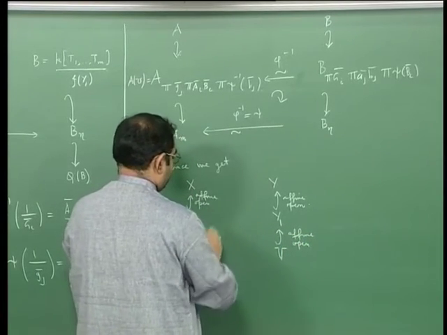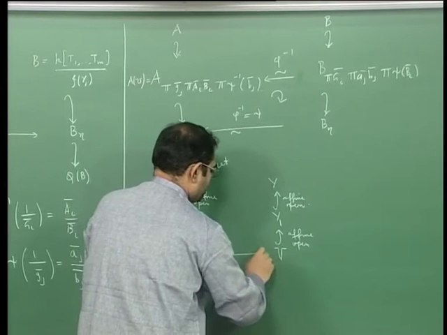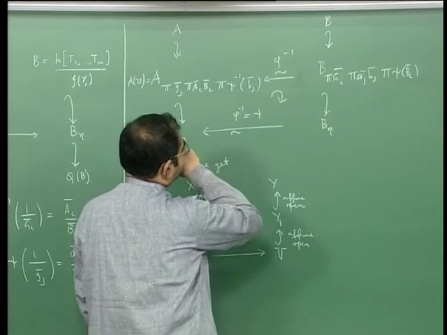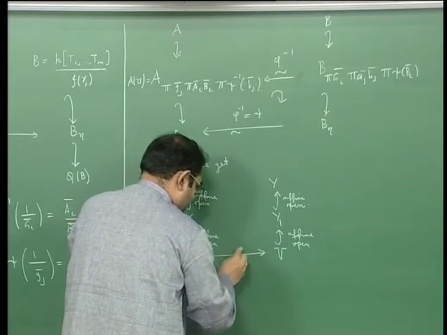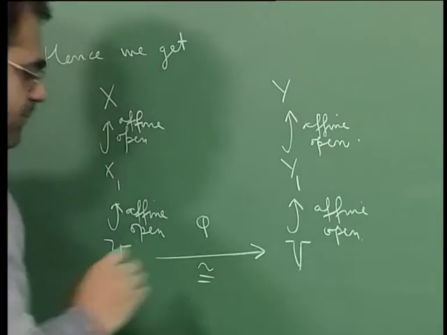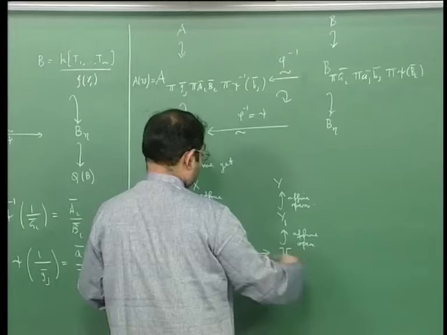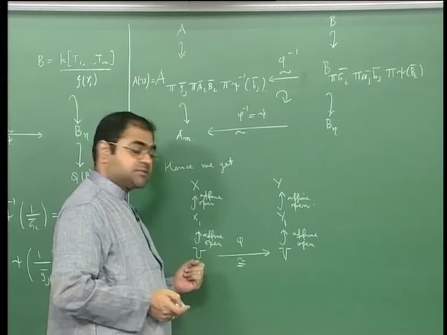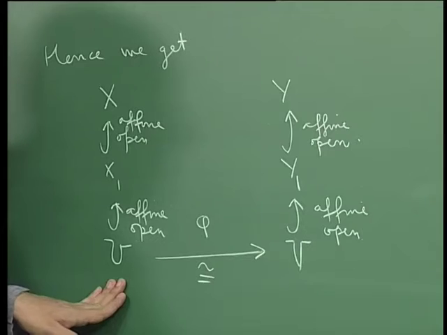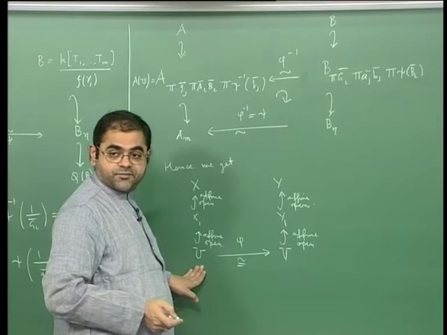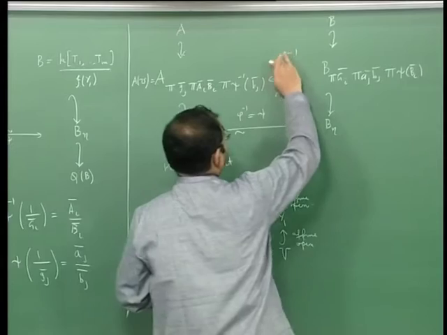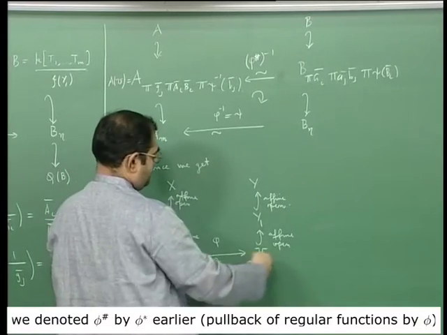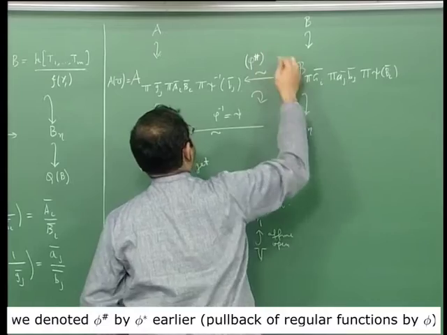And what you will get is a morphism. So notation-wise, I'll get an isomorphism phi, such that if you take the isomorphism that is induced by pullback of regular functions, because an isomorphism between affine varieties corresponds to an isomorphism between their affine coordinate rings, which is a K-algebra isomorphism, this will induce a phi hash. So let me change this to phi hash, and then the direction is correct.